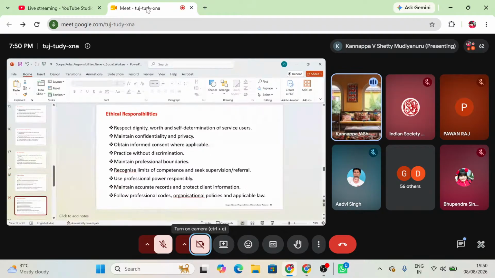So ethical responsibilities are very common for all kinds of social work professionals. Especially for generic social workers: respect the dignity, worth and self-determination of service users. Maintain confidentiality and privacy, a very important ethical responsibility. Obtain informed consent where applicable. Especially nowadays, an informed consent form is compulsory for all kinds of interventions or assessments.